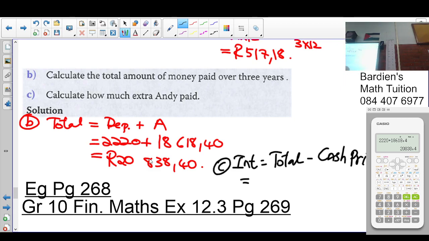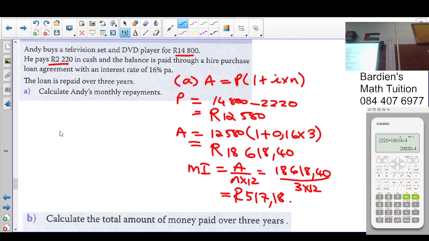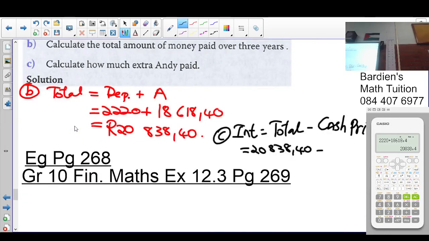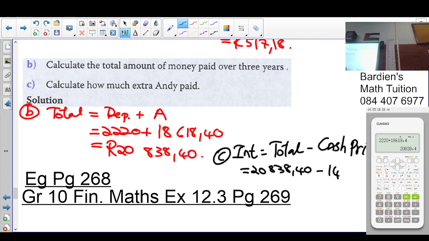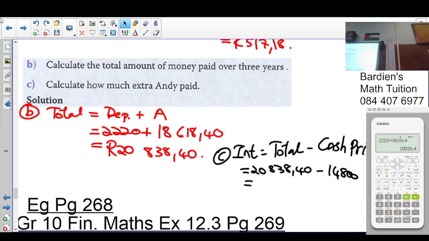So it's going to be 20,838 Rand and 40 cents minus the cash price for this item, which was 14,800. The answer is 6,038 Rand and 40 cents.